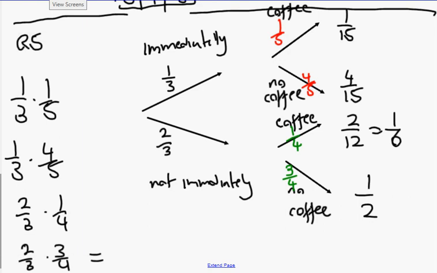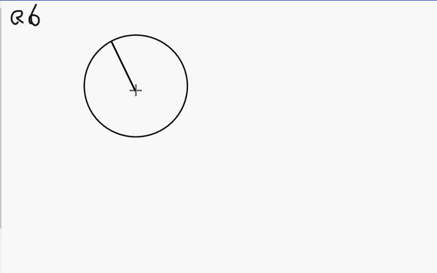Okay, number 5. Oh, sorry, number 6. Question 6. We have a circle, and the circle has an angle of 120 and a radius of 11. Okay, part 1: find, correct to the nearest centimetre squared, the area of the disc.